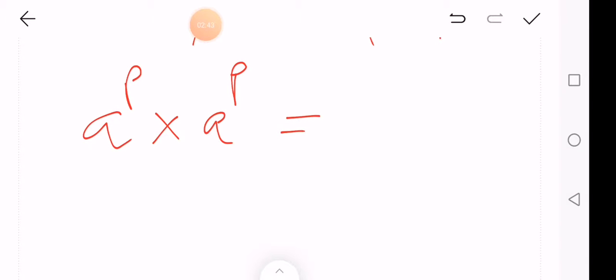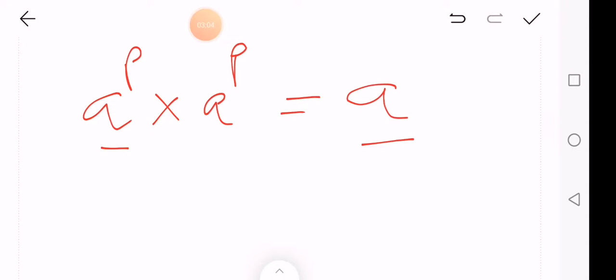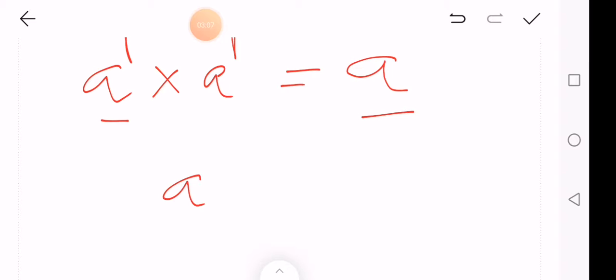Now suppose we found that a to the power p times a to the power p is equal to a. What would this mean to us? When we multiply a to the power p by itself, we get a. What does this tell us about a? This means that a to the power p must be the square root of a. So that is what it means.